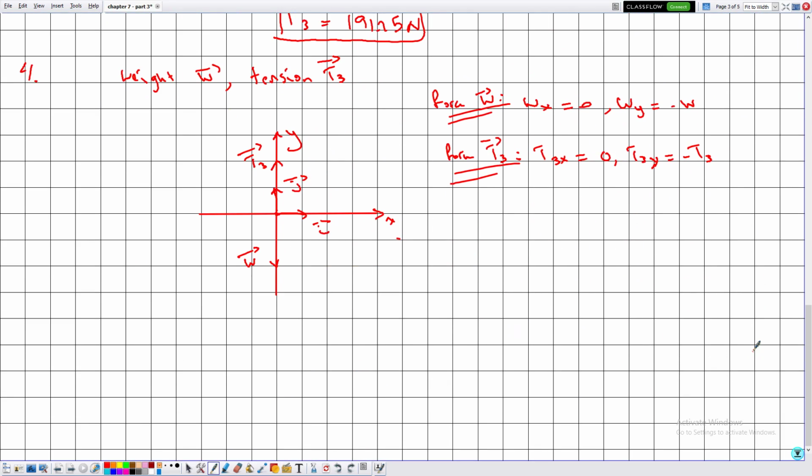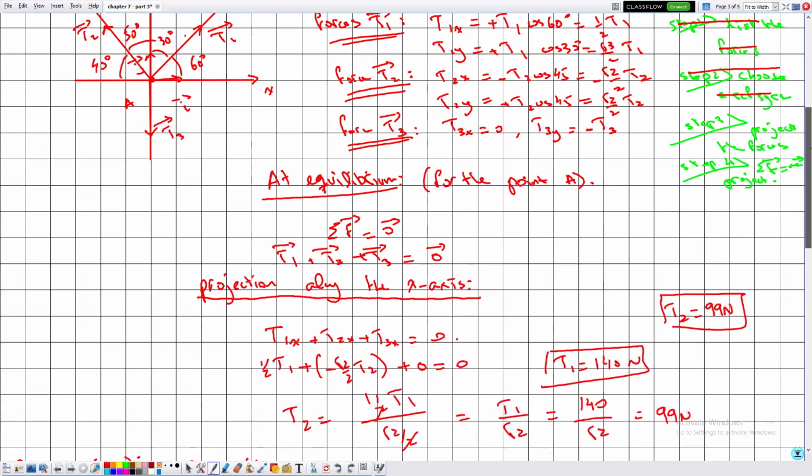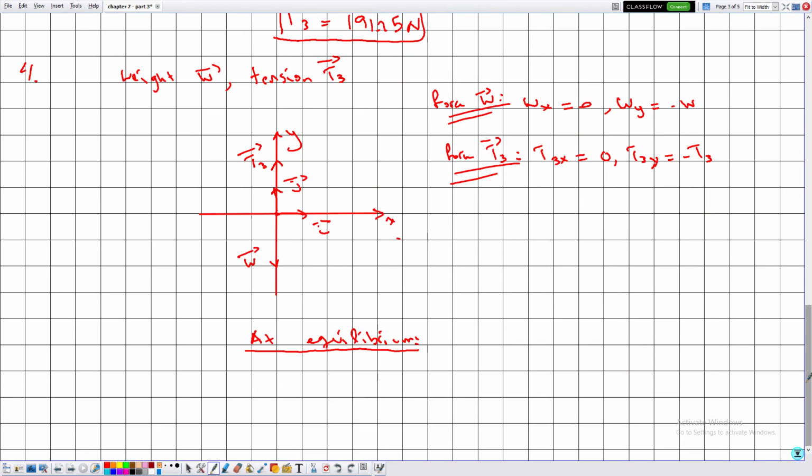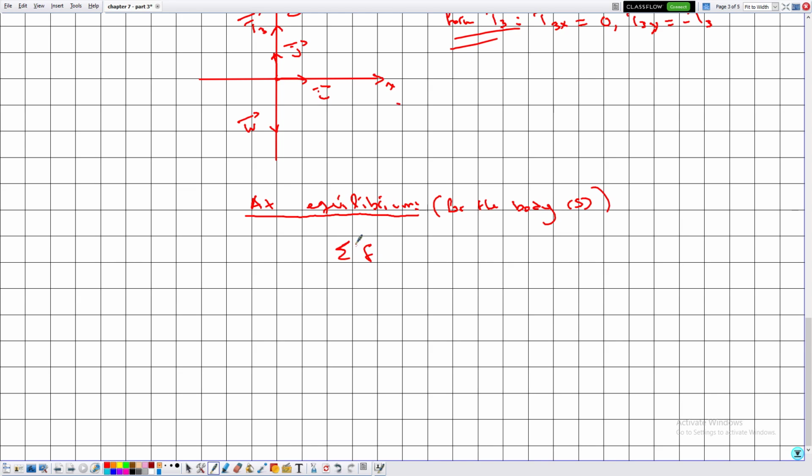Now we are ready to apply Newton's second law, or say at equilibrium. Here we are applying the condition of equilibrium for the body S. Notice that here I have set it for the point A. So for the body S, we will say that the sum of forces is equal to 0 vector. What are the forces acting on the solid S? We have the weight plus tension T3, which is equal to 0 vector.